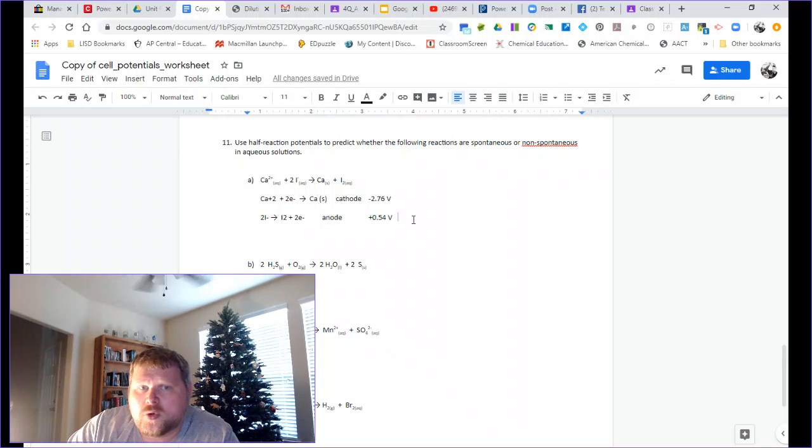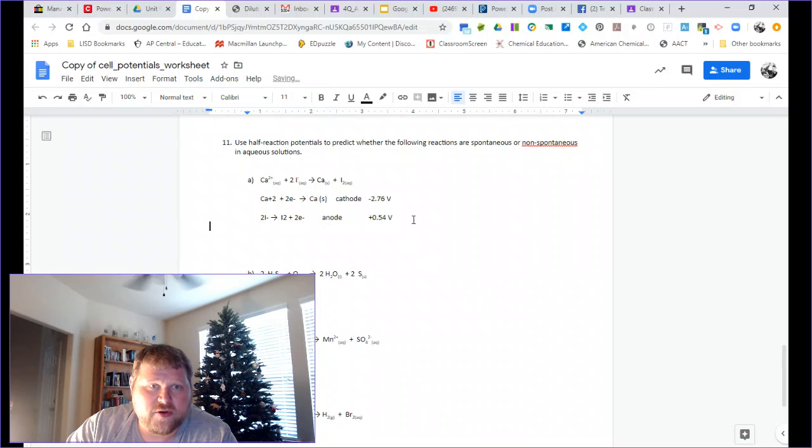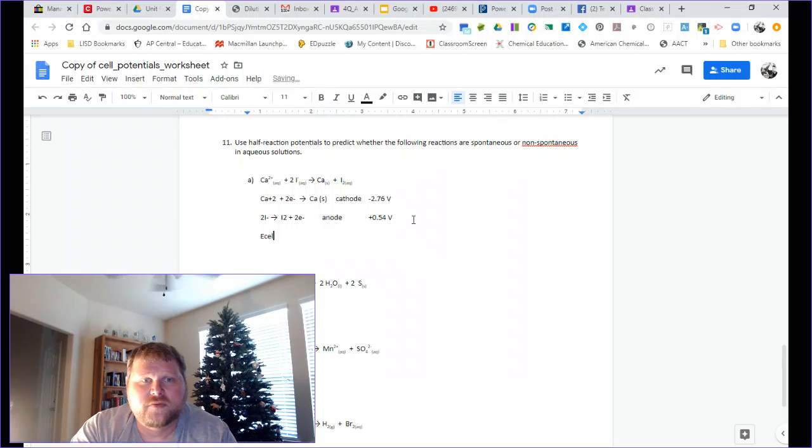Now again, we're told what's happening here. We don't get a choice. Even though the iodide is most positive, it is not the cathode. The reaction tells us calcium is the cathode. So to find this cell potential, I'm going to take cathode minus anode, and that is it. Negative 2.76 minus 0.54. And that's going to give me a negative number, negative 3.30 volts.